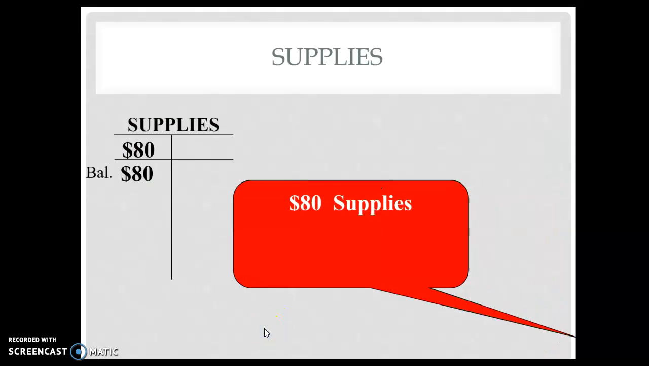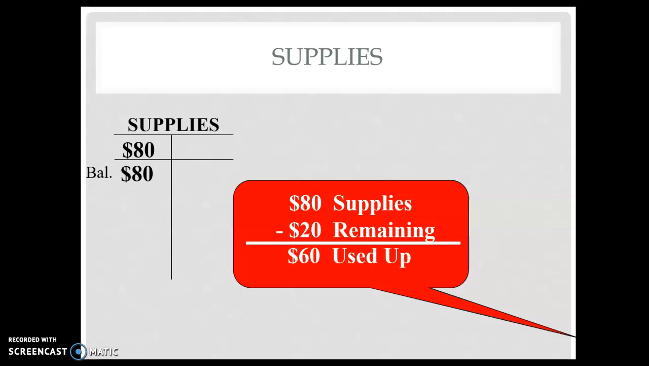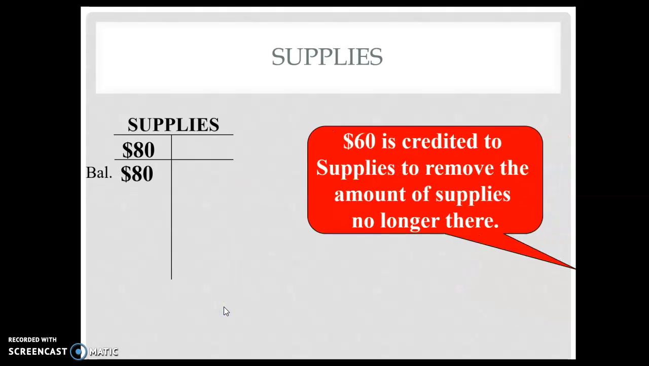So how much supplies did we use? Well, we had $80 to begin with. We've got $20 left over at the end of the month, so we must have used up $60. That $60 needs to come out of the supplies account. We no longer own that $60. It got used, so we need to credit the supplies account.